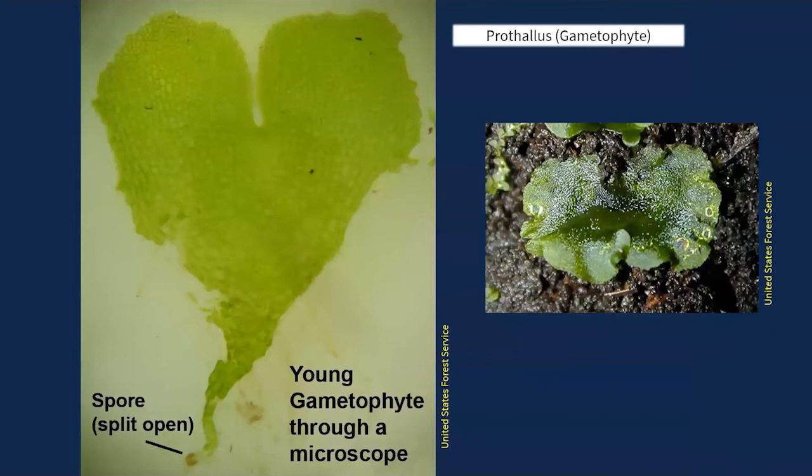Here's some neat pictures that I found from a publication with the Forest Service. The one on the left there, you can see this really young, newly growing gametophyte, and you can see the tiny little spore in the bottom split open and starting to grow that. And then on the right there, you can see one that's kind of well developed and growing on a wet, rocky surface.